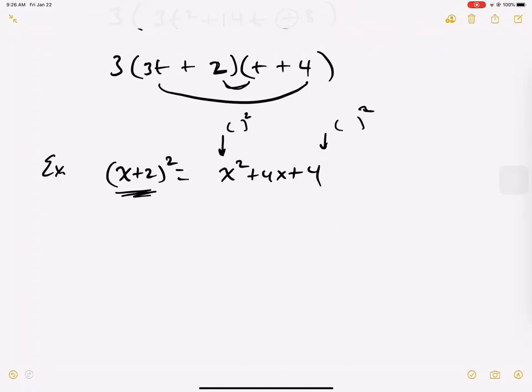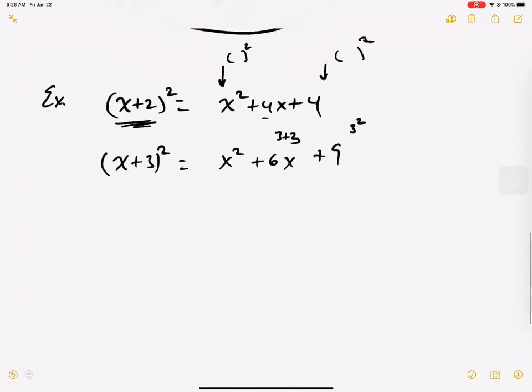So 2 times 2 is 4, and 2 plus 2 is 4. If I give you another one, x plus 3 squared. This would be x squared in the front and 9 in the back, and 3 plus 3 is 6x in the middle. So in these level 1 type problems, you square in the back, but you add in the middle, or you can say you times 2. Right? You square in the back and you double in the middle.